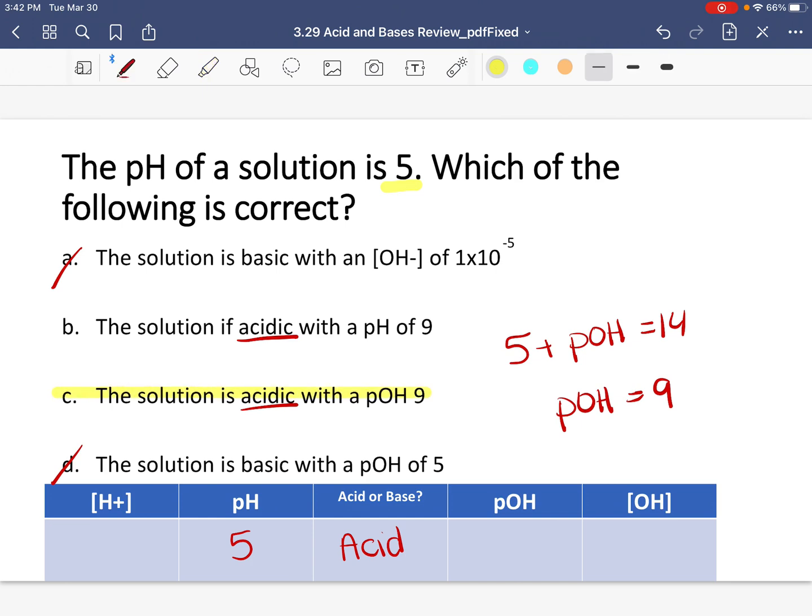The pH, again, it tells us in the question the pH is 5. My pH is not 9. That's why our answer cannot be B. Again, we're trying to work smarter, not harder.